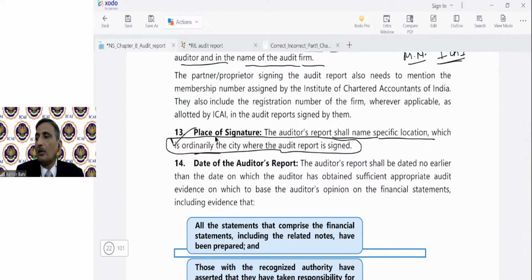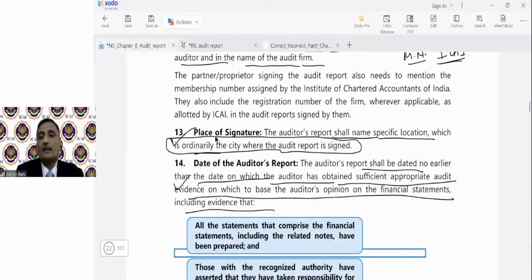Date of the auditor's report. The auditor's report shall be dated no earlier than the date on which the auditor has obtained sufficient appropriate audit evidence. So this is obvious, students. Once the auditor's report is signed, if there is audit evidence dated after that date, what is its relevance? So therefore, all the audit evidence has to be obtained before the date of the auditor's report. Okay.